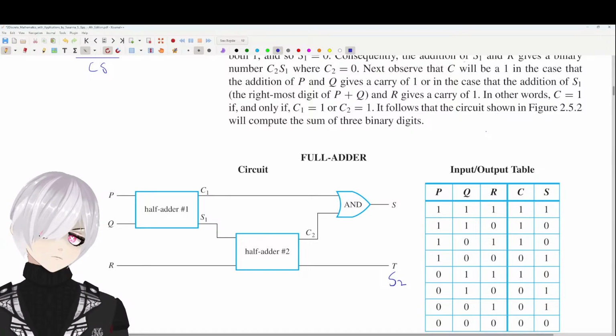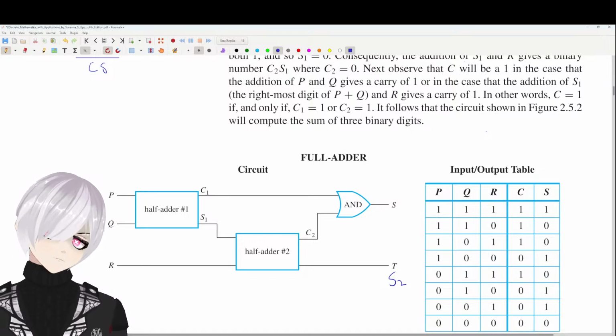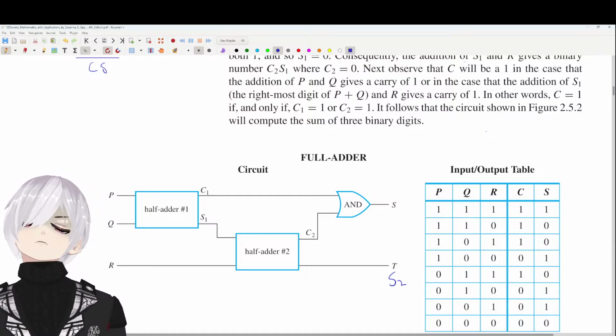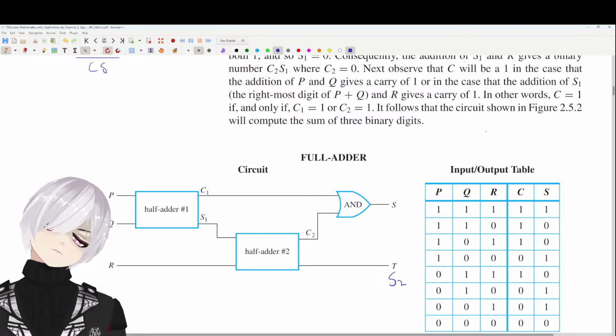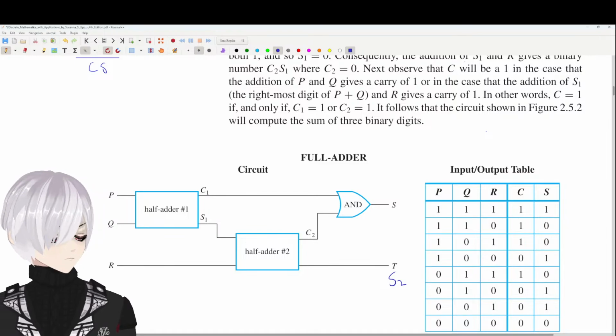And so now they have the C2 and the S1 going into an AND gate. I think they should have had it going into an OR gate though, because we want to have our leftmost digit be 1 just when C1 or C2 is 1, not when both of them are 1, because it's impossible for both of them to be 1. So I think they might have made a typo, and maybe they meant to put an OR gate at the end there.